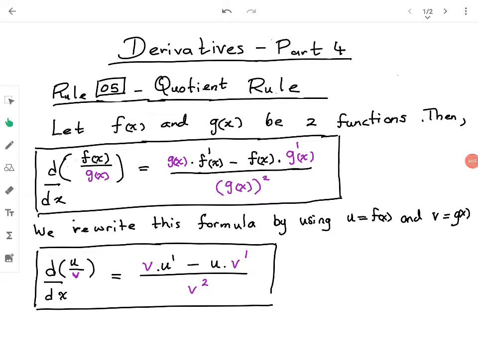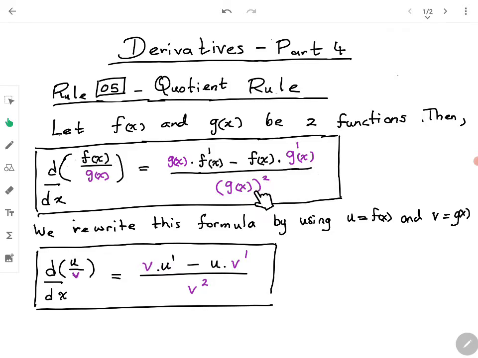Okay. In today's lesson, I'm going to introduce the quotient rule. This is another very important rule in derivatives. Here we are going to consider two functions f and g, and we want to find the derivative of a quotient of those two functions, f over g. So we want to find the derivative of this expression. That's given by this expression here on the right hand side.